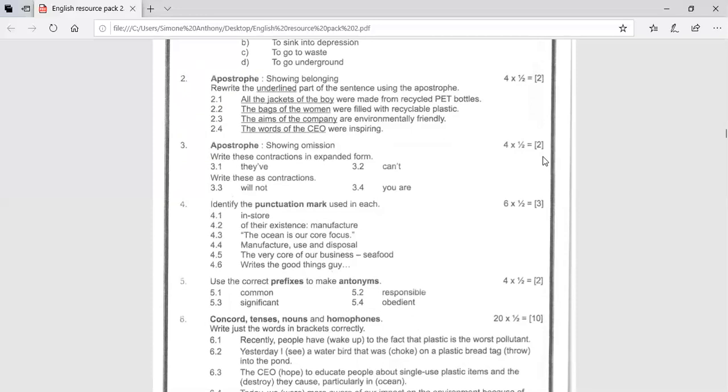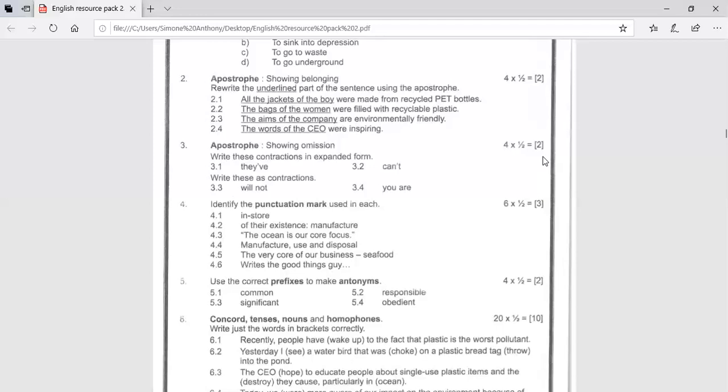Question number 4, identify the punctuation mark used in each. So 4.1, there it is a hyphen where two words are compounded to form one word. 4.2, of the existence, manufacture, there it is a colon. 4.3, that is speech marks or inverted commas. 4.4, that is a comma. 4.5, dash. 4.6, ellipsis.